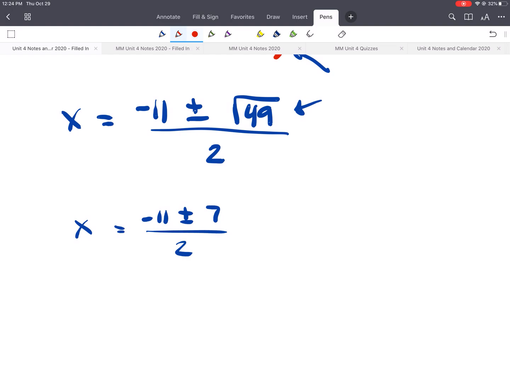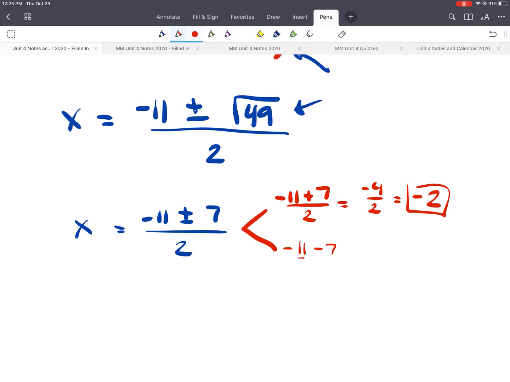And then we have our 2 solutions. Okay. If we can simplify our fraction, we should. But we can't. 2 doesn't go into 11 or 7. So then we'll have our 2 solutions. Negative 11 plus 7 over 2. Well, that gives us negative 4 over 2, or negative 2. And then our other solution would be negative 11 minus 7 over 2, which gives us negative 18 over 2, which is negative 9. So x equals negative 2, negative 9.